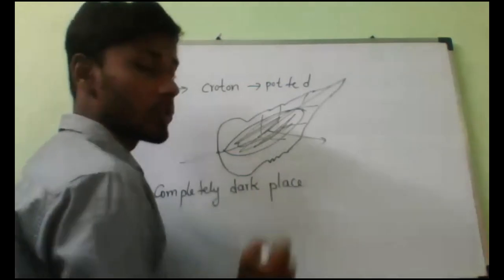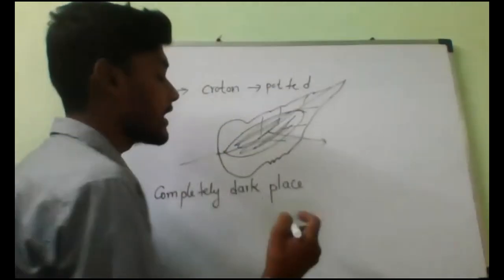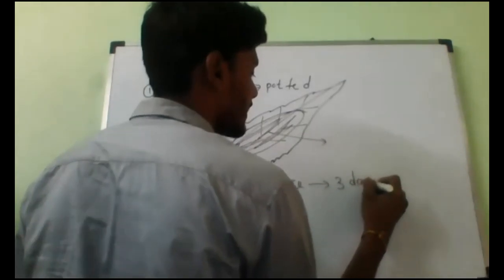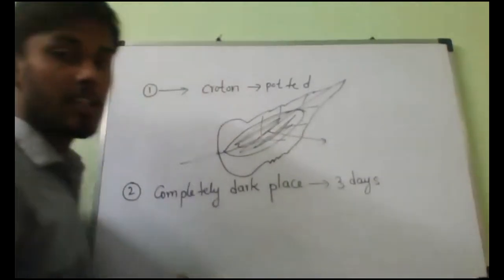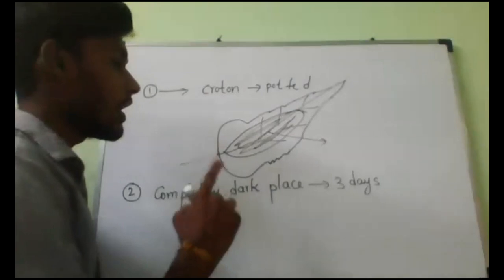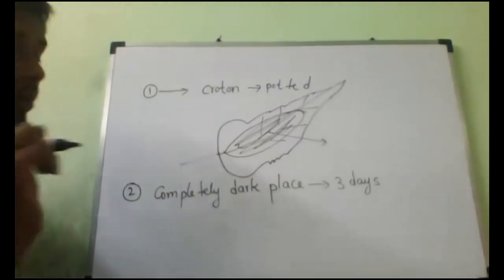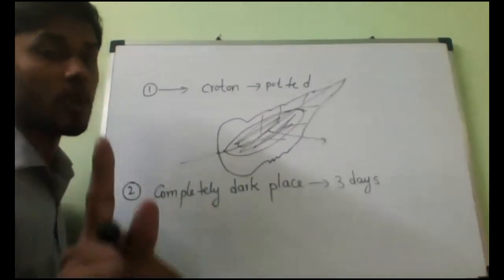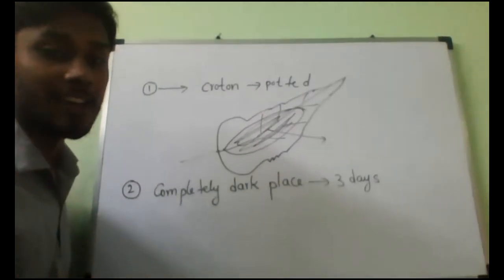So how many days should we keep it? Last experiment, how many days did we have? 3 days, sir. Yes, 3 days. Remember, 3 days. Understand? So what will happen? I have used one word, let me see who will say that word. Destarched, sir. The plant is destarched.